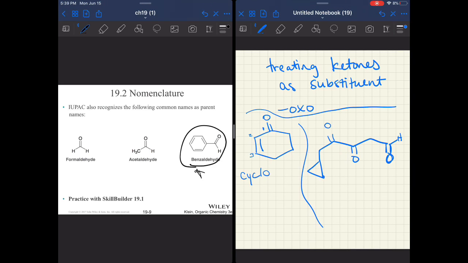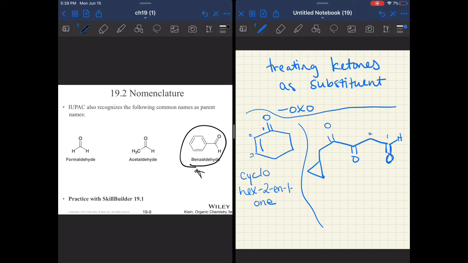So we would say that this is a cyclo, and this should all just be one word, hex-2-ene. And you don't have to put 1 because it's a cyclic compound, but just to get in the habit, I'm going to go ahead and put the 1. And that's how you could handle an enone or an ynone.